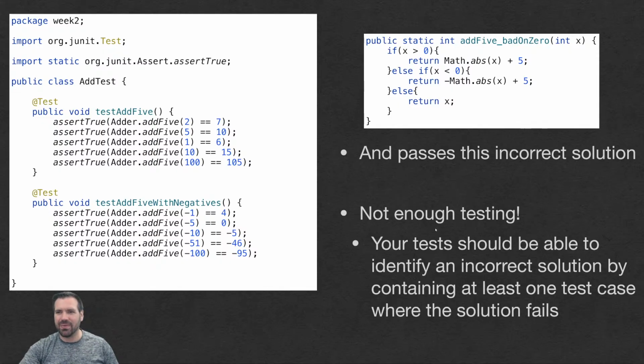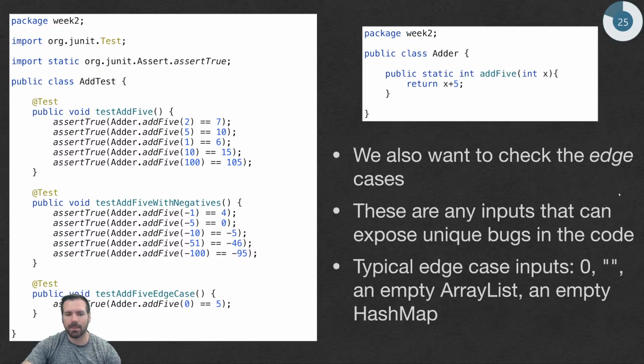I shouldn't say very wrong. Well, it's either wrong or it's right. There is no in between when it comes to unit testing here or methods. This code is just wrong. But our tests say that it's fine. So I would say this is not enough testing. We have one more variety of test cases that we want to check.